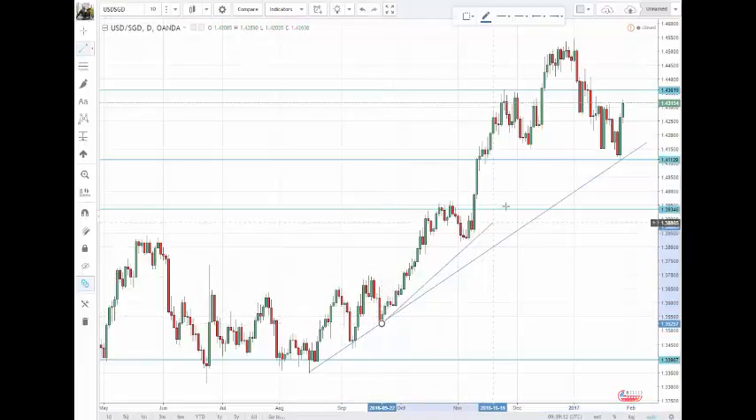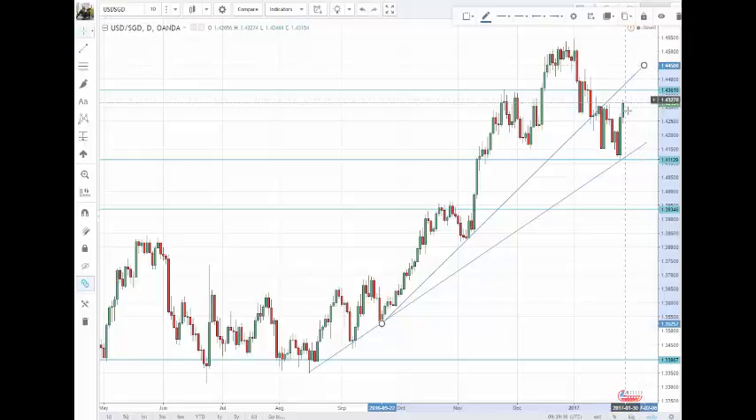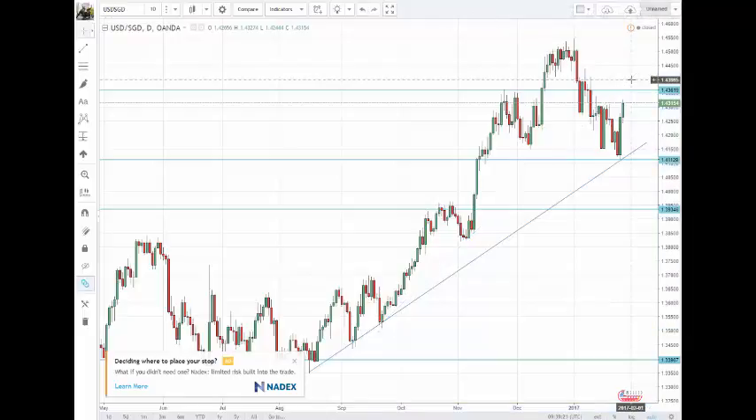I think when I draw in a second one from here to here, we will see some trouble around this area as well in the future, but let's not make it too complicated for now.